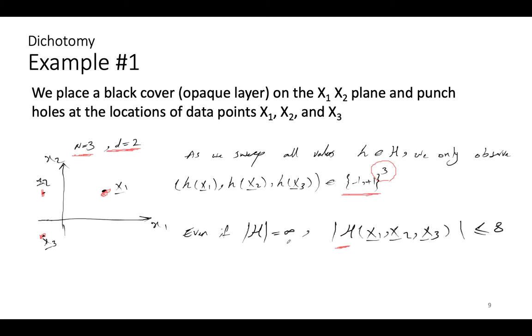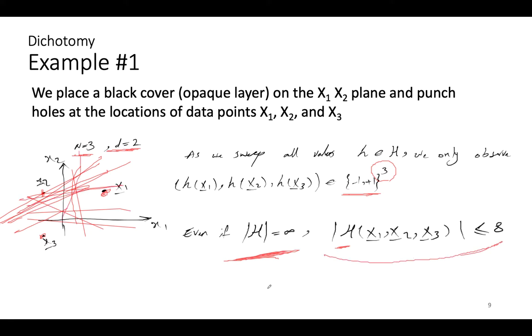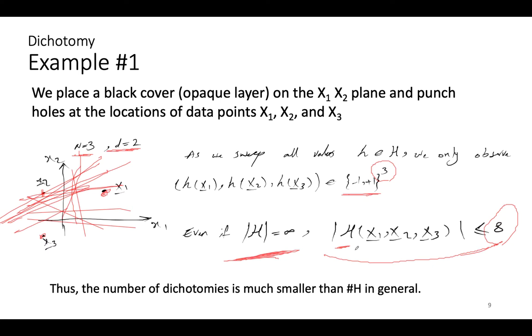And the effective number, although we can have infinite hypotheses here, many lines we can draw, however, the effective number of hypotheses is always smaller or equal to 8. And as your colleague mentioned, 2 to the power of 3. Let's see a better example to visualize this.